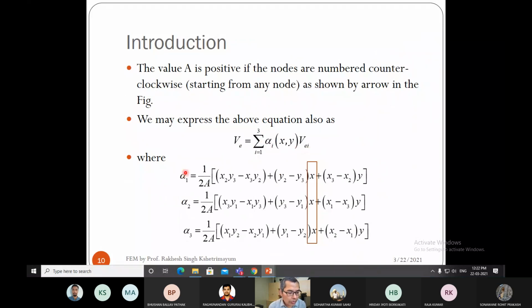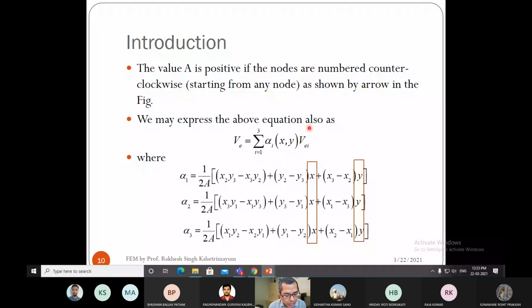Then you can rearrange the terms in this form as alpha i (x, y) times V. So alpha 1 is dependent on the x variable as well as the y variable. So alpha 1, alpha 2 and alpha 3 are actually called shape functions. We have actually found out the value of a, b, c from the previous slide. Then we can rearrange the terms and write the approximate value of the potential inside the triangular element e in the form: summation i going from 1 to 3 alpha i (x, y) V_i. V_i is usually known to us.